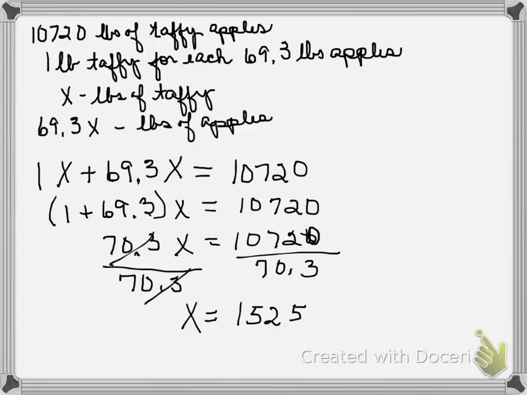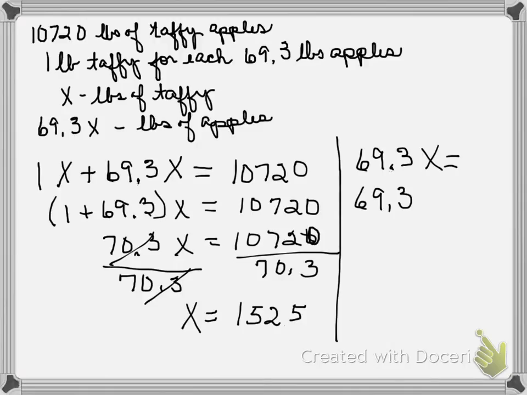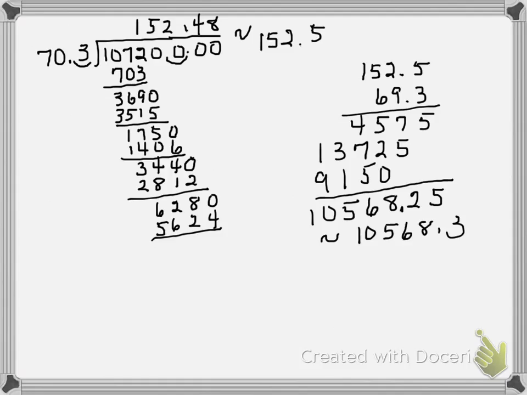Now to figure out the pounds of apples. Well, we know that we will take 69.3 and multiply it. So 69.3x would be 69.3 times 152.5. Again, I've already done the multiplying on the next slide. 152.5 times 69.3, I get 10,568.25, rounding to the nearest tenth.